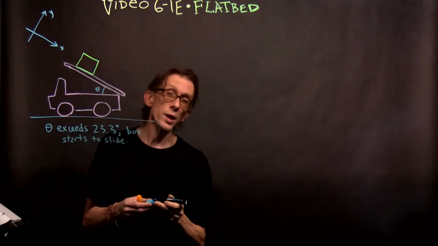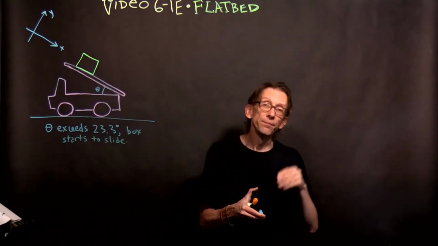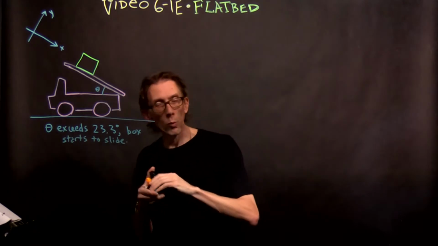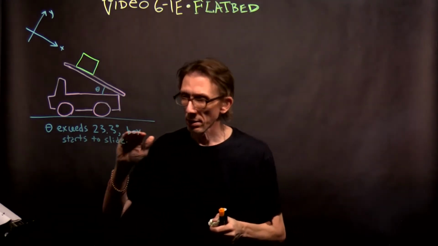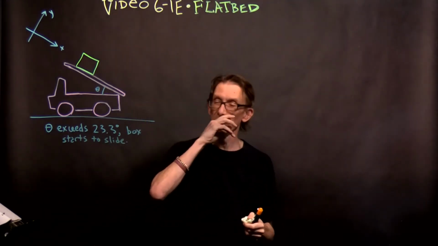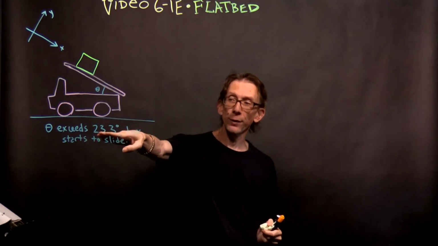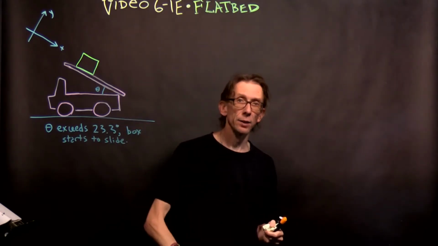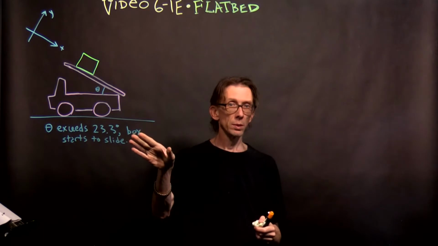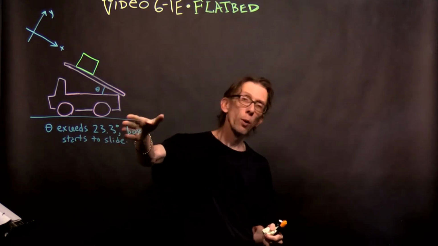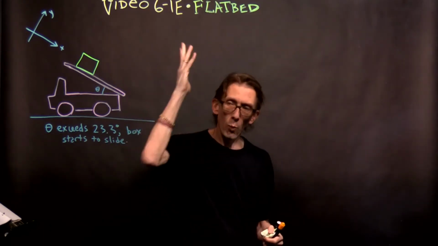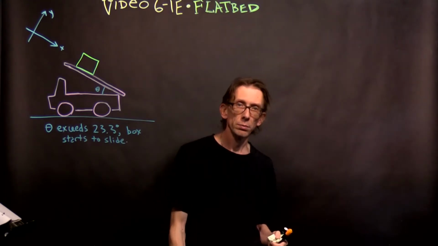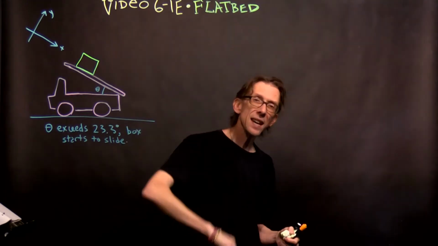So we have a situation here of static friction, right? Because we're not worried about what happens when the box starts to move. What we're interested in is this angle of 23.3. At that angle, the box doesn't move. Only if you go to 23.31 or higher will the box start to move. Okay? Only when you exceed that amount.